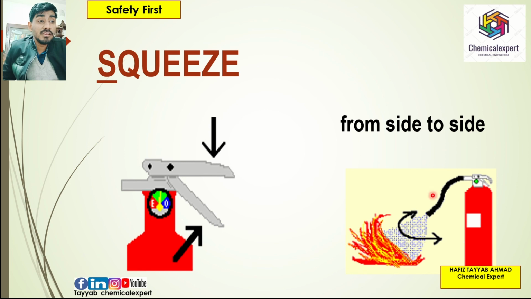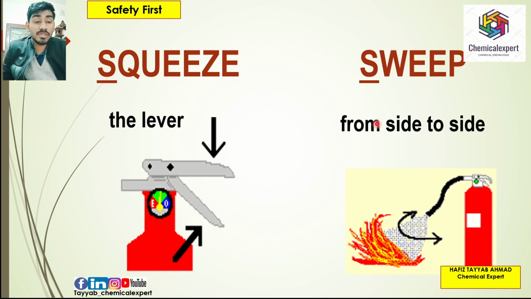Next one is squeeze. This is just like a handle, a carrying handle, and squeezing a handle. You have to squeeze that handle and press it. Then the material, carbon dioxide or other kinds of chemicals, is excreted from the nozzle, so you have to squeeze it. And next one is sweep. Don't keep your nozzle at one place. You have to sweep left and right again and again on the base of the fire.